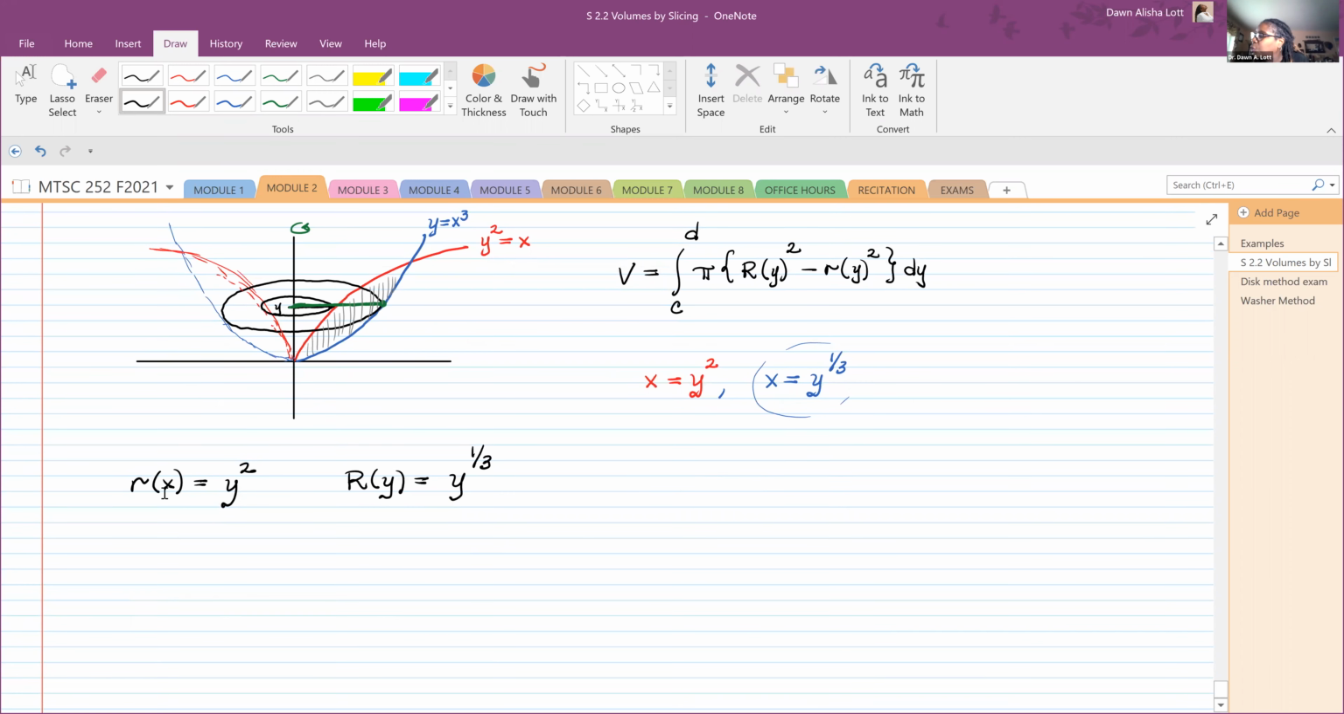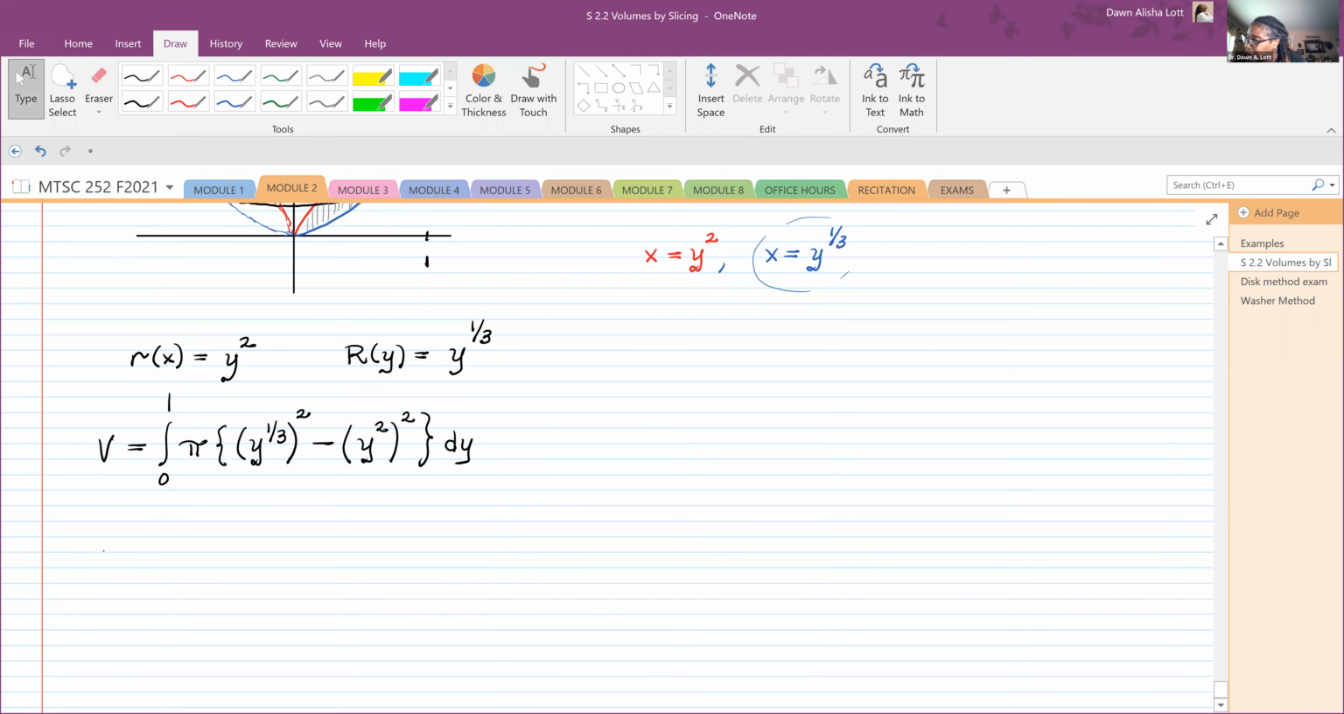Okay. And so we already know that this point from the first problem was 1. So if y is 1 and if x is 1 and y is x cubed, I know that this is also 1. So again, I'm going from 0 to 1 of pi. My big radius is y to the 1/3. I'm going to square that. And I'm going to subtract off the little radius, which is y squared, and I'm going to square that, dy.